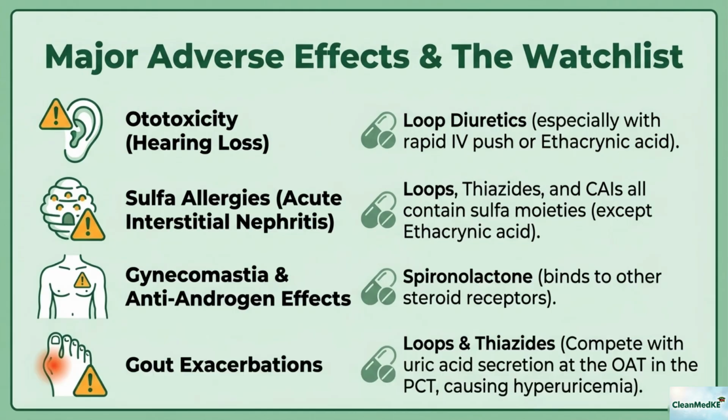Always keep a watch list for adverse effects. Ototoxicity is a risk with loops, especially with rapid IV push. Sulfa allergies are a concern for loops, thiazides, and CAIs. Gynecomastia is a classic side effect of spironolactone. And watch for gout exacerbations with both loops and thiazides due to competition for uric acid secretion.